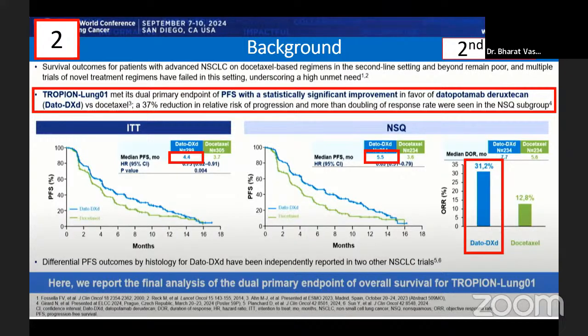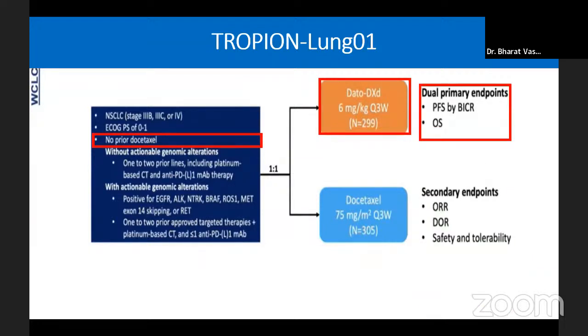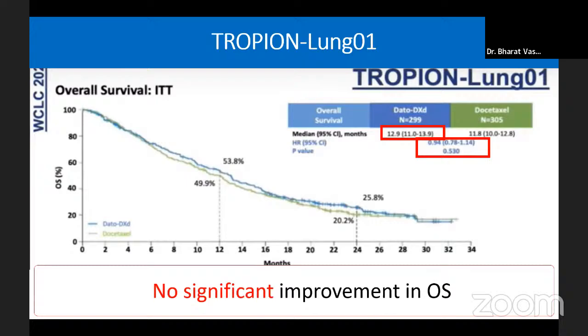So the main thing that we always talk about. Those patients who had no prior docetaxel had taken 1 or 2 lines, including chemo and PD-L1, were given datopotamab deruxtecan 6 mg per kg 3 weekly versus docetaxel. Big study, N is around 300. PFS and OS. We have the data of PFS. OS, no statistical improvement. Again, telling that docetaxel is still one of the best drugs available. You should not worry when you give a taxane in the second line.